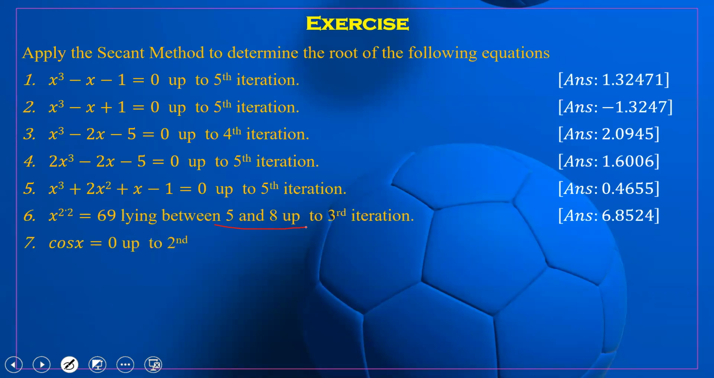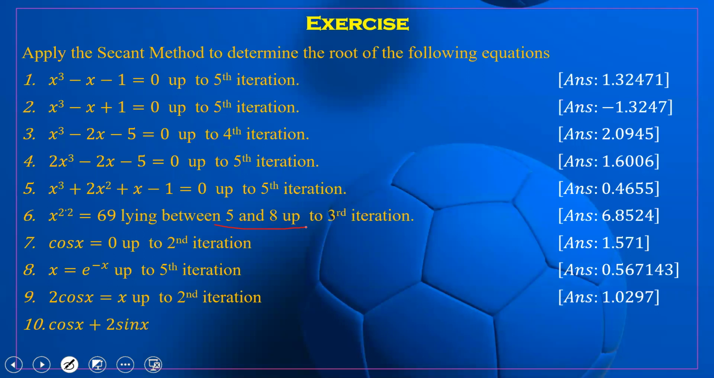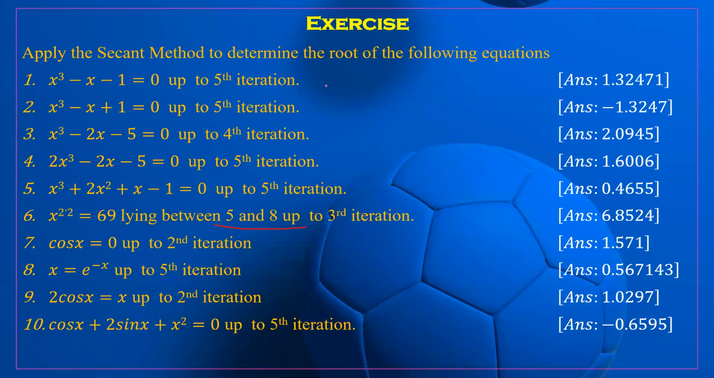Cos x equal to 0 up to 2nd iteration. x is equal to e to the power minus x up to 5th iteration. And 2 cos x minus x up to 2nd iteration. And similarly, cos x plus 2 sin x plus x square equal to 0 up to 5th iteration. So now, in the same manner, what we have already discussed in the questions, we have already taken 2 examples. Okay, the calculations are slightly changed, so I will send you the corrected version. Right, but everybody got it? What is the procedure of this? How to solve these questions?